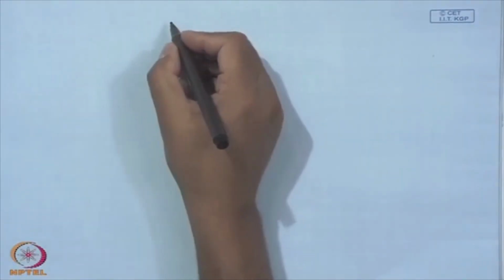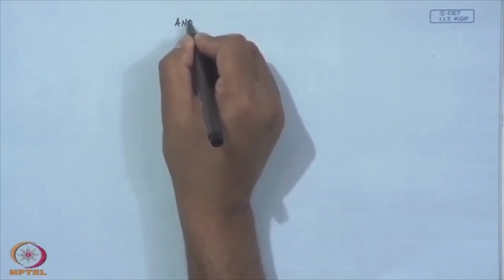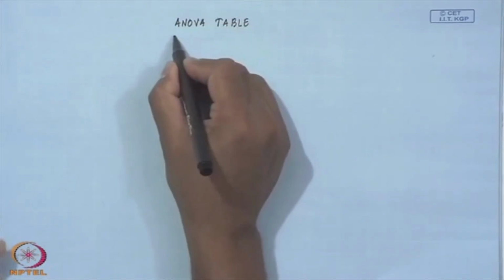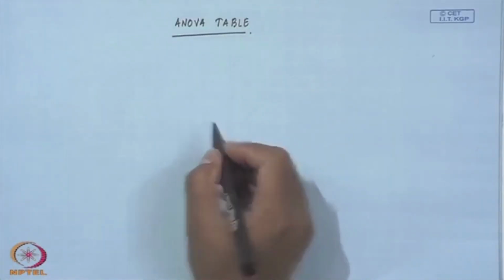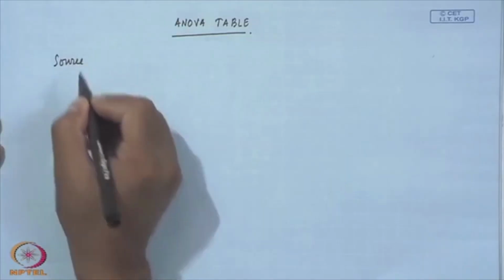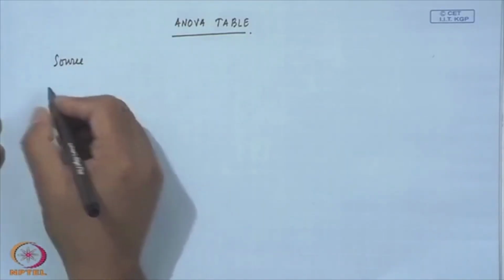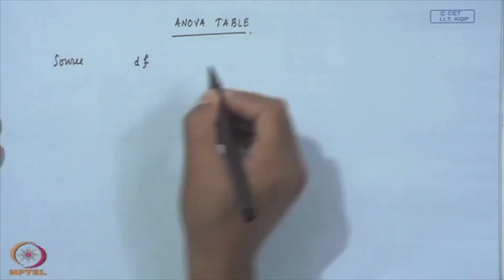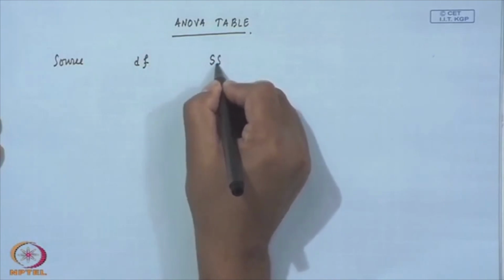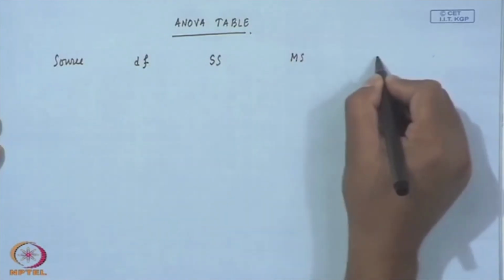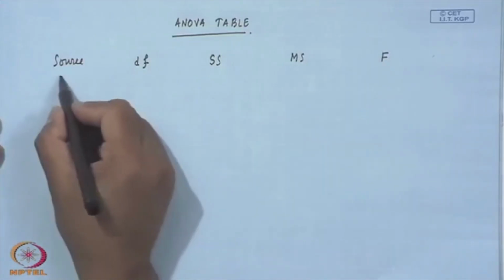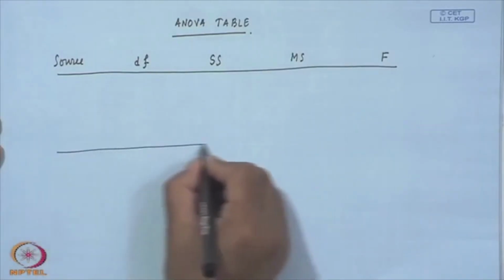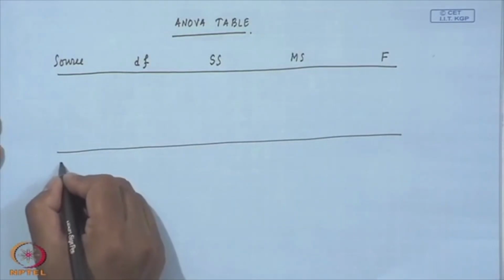ANOVA table. So, the source, and then degree of freedom, sum of square, MS and the F value, and the sources are here, the total.